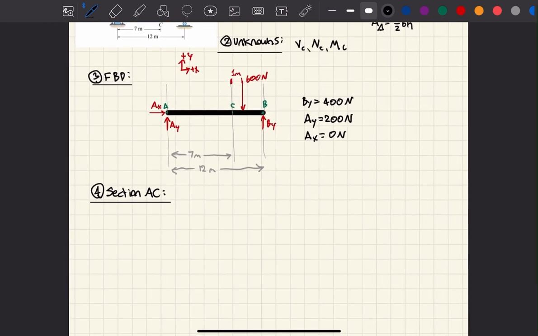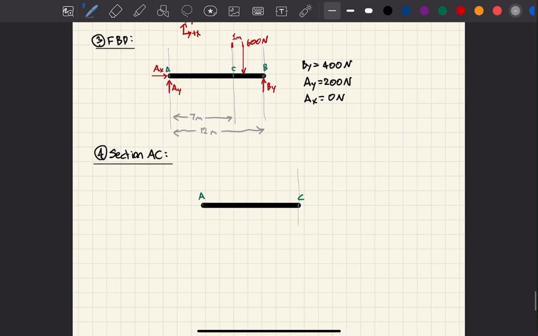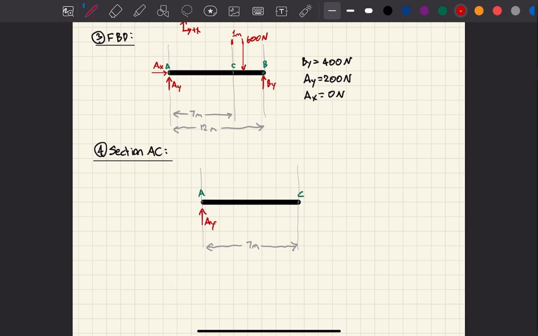If section AC kind of looks like so, I have to make it a bit bigger, but it's okay. This is point C, this is point A. In terms of dimensions, this entire length is going to be 7 meters. We're going to add a lot more dimensions later on. Well, let's add the forces. So we're going to add Ay. We're also going to add Ax.